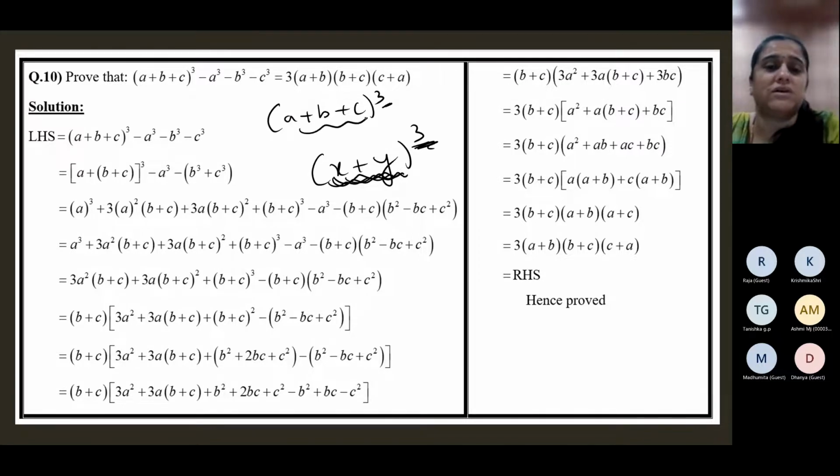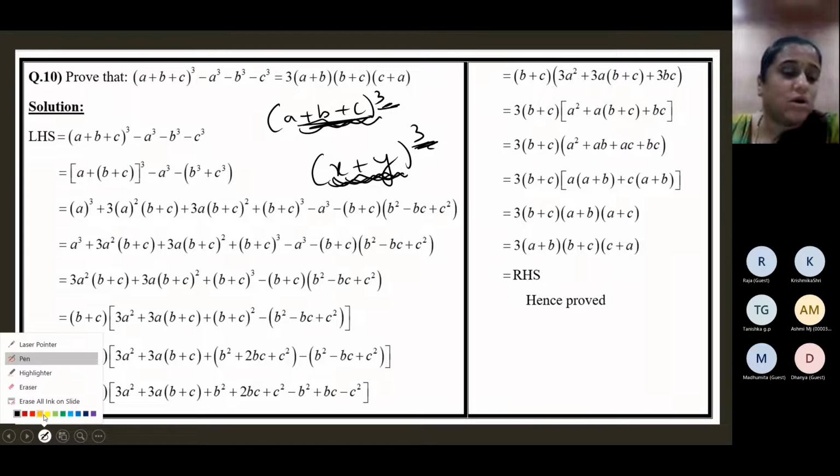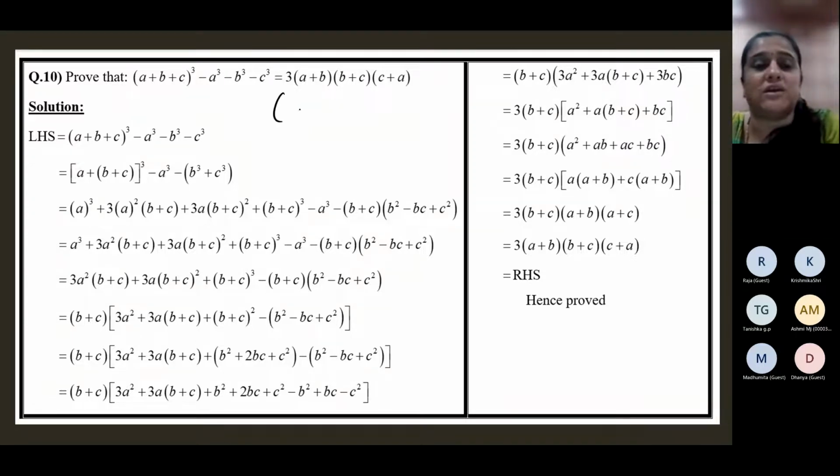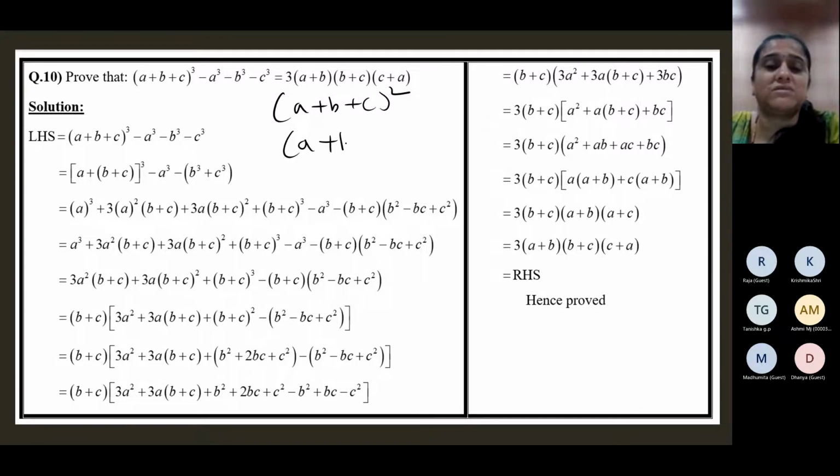We don't know how to cube a trinomial. (a plus b plus c) the whole square we know: a square plus b square plus c square plus 2ab plus 2bc plus 2ca. So we know how to square a trinomial, but (a plus b plus c) the whole cubed, we don't have a formula for that. I'm talking with regard to our syllabus. So we don't know how to cube a trinomial.